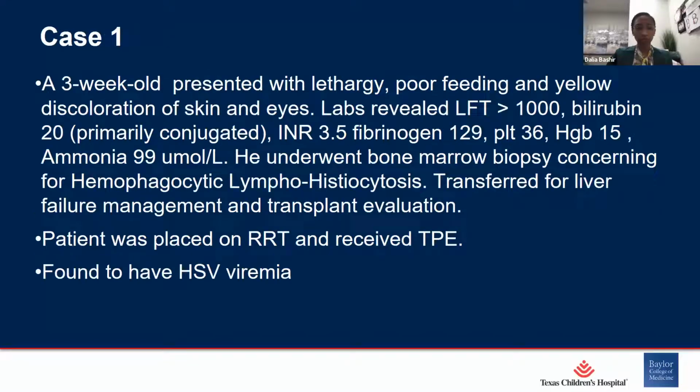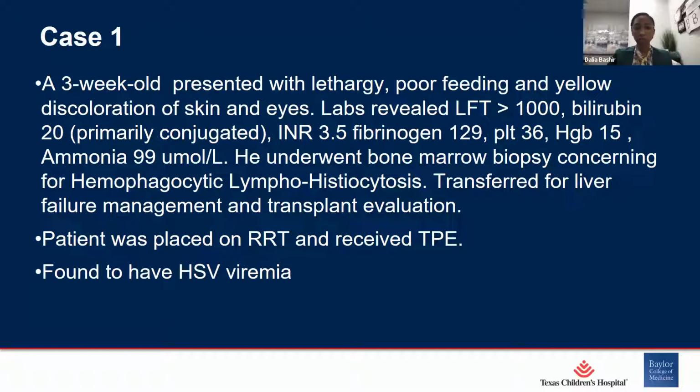And just to open up, I'd like to bring up 2 cases that we recently had in our ICU. The first one was a 3-week-old that presented with lethargy and poor feeding and had yellow discoloration of the skin and eyes. His labs revealed elevated liver function tests with over 1,000 AST and ALT. His bilirubin was 20 with mostly conjugated hyperbilirubinemia. His INR was 3.5. His fibrinogen was 129. His platelet count was 36,000 with a hemoglobin of 15. And his ammonia was 99 micromole per liter.